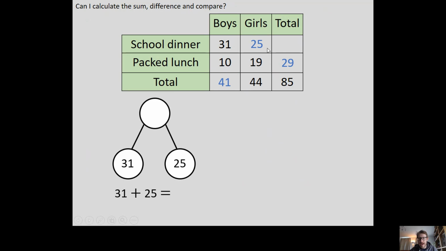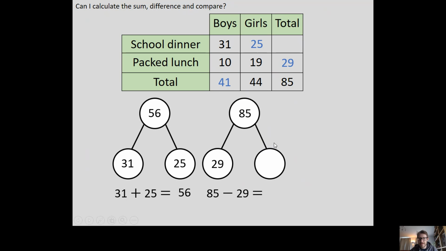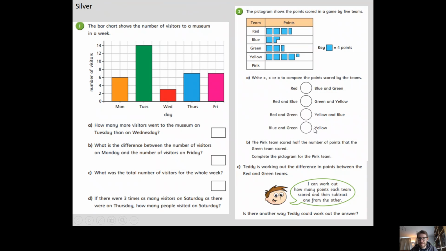And then if we add those 2 together, we can now work out the final total here. There's a couple of ways we could have done that one. We could have done 85 take away 29 to find the total here as well. Either way, we get the same answer of 56.